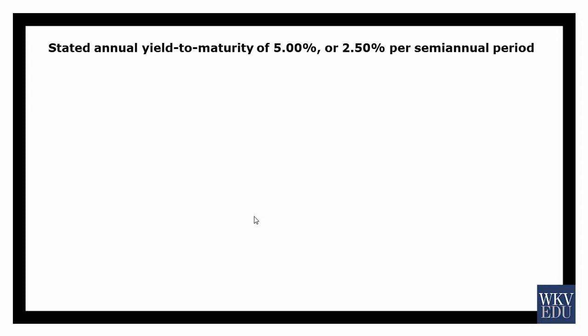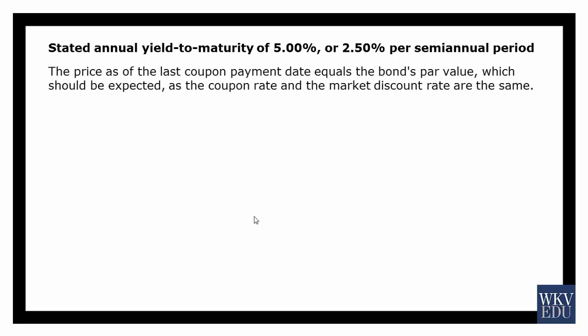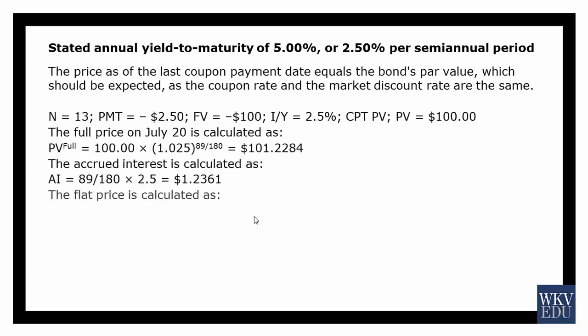The stated annual YTM is 5% or 2.5% for a semi-annual period, and the calculation of the flat price is as follows. Notice here that the flat price of the bond is lower than the par value, despite the fact that the coupon rate and the YTM are equal.